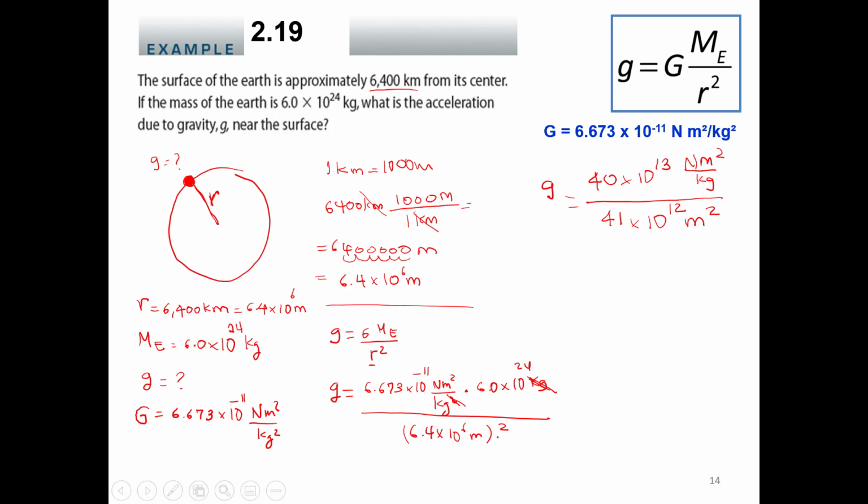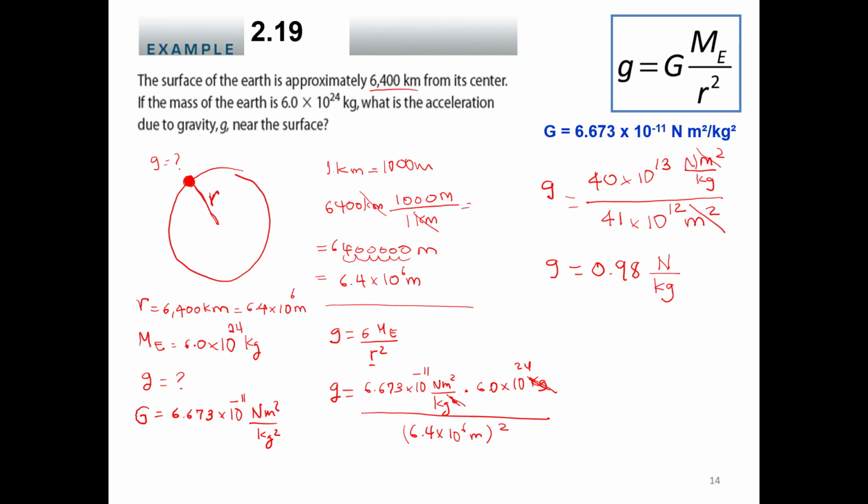And also we need to square the unit. Remember, you need to square everything. 6.4 to the second power, if we write this number with two significant digits, will be 41. 10 to the power 6 to the second power is 10 to the power 12, and we need to square also the unit. Now this meter squared will cancel out with this, and if we divide these two numbers, 40 divided by 41, you will get 0.98, and now the units are Newton over kilogram.